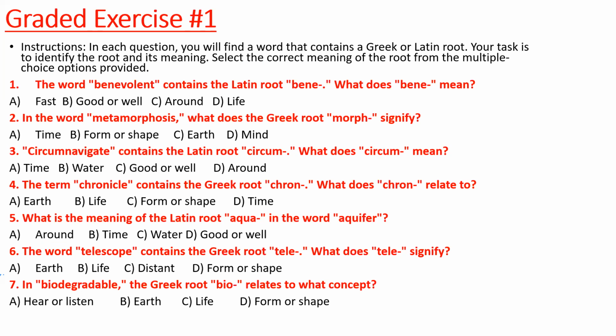What is the meaning of the Latin root aqua in the word aquafire? Is it A, around, B, time, C, water, or D, good or well? Number 6, the word telescope contains the Greek root tele. What does tele signify? Is it A, earth, B, life, C, distant, or D, form or shape? And number 7, in biodegradable, the Greek root bio relates to what concept? Is it A, hear or listen, B, earth, C, life, or D, form or shape?